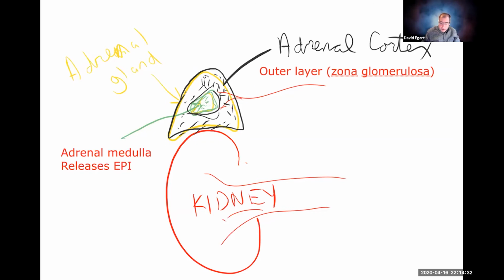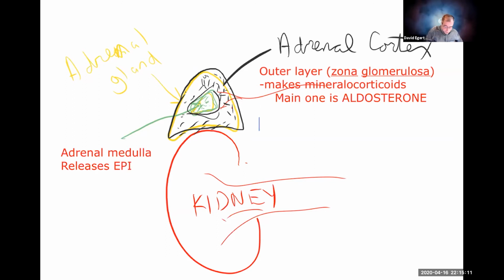This outer layer makes what we call the mineralocorticoids, which do mineral balance. And the main one, in fact the only one I even know by name, is called aldosterone. Aldosterone talks to your kidneys and tells you to conserve salt. So aldosterone conserves salt.